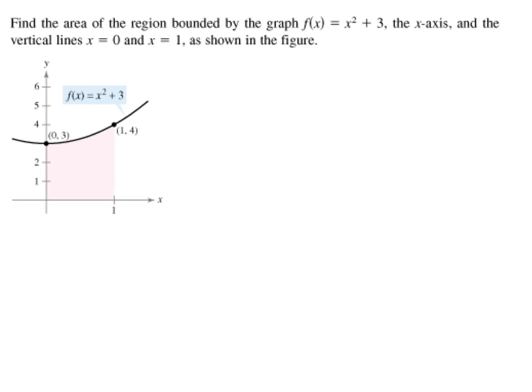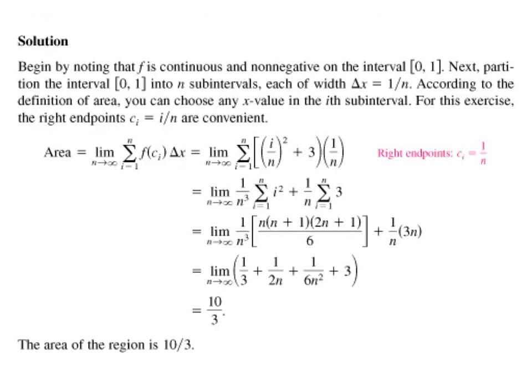Alright, so now we want to find the region bounded by the graph of f of x equals x squared plus 3, the x-axis, and the vertical lines x equals 0 and x equals 1 as shown in the figure. Oh boy, how are we going to do this one? So when we're looking at our function, f of x equals x squared plus 3, and I want to cut the interval from 0 to 1 into n subintervals, well, the total length of that interval is 1, divided by n, so the width of each rectangle is 1 over n.